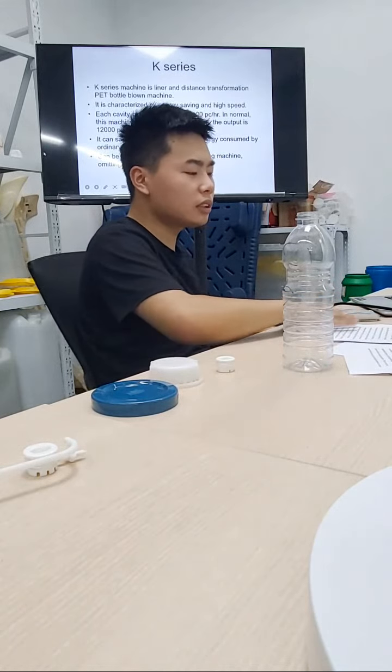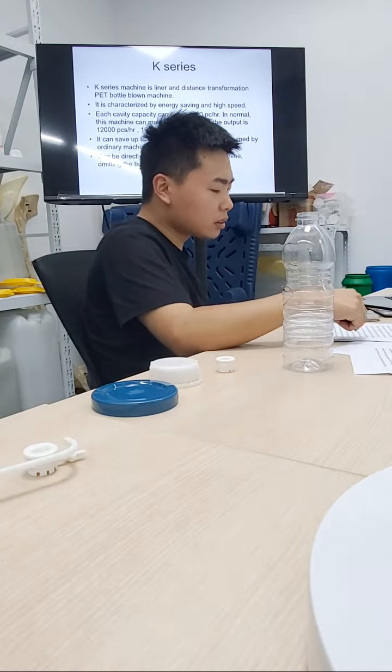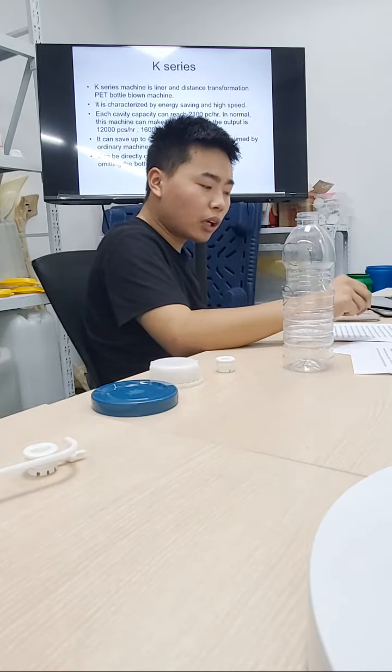Okay, let me introduce the next series machine, the K series machine. This K series machine is a line and distance transformation PET bottle blowing machine. It is characterized by energy saving and high speed. Each cavity capacity can reach 2,100 PCS per hour. Normally, this machine can make 6 or 8 or 12 cavities. The output is 12,000 PCS per hour, or 16,000 PCS per hour, and 25,000 PCS per hour.